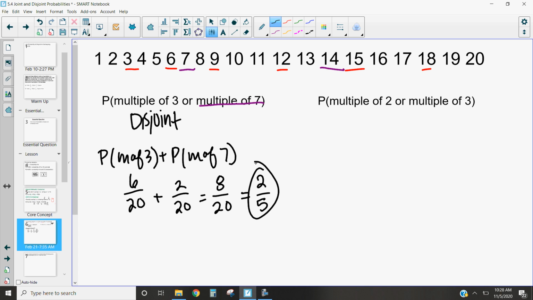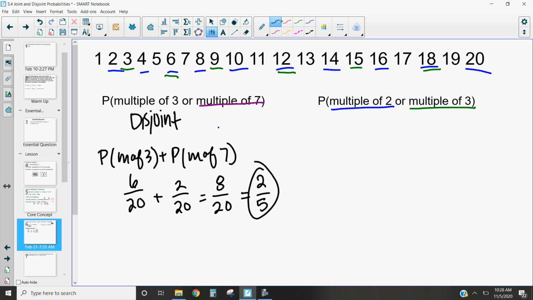Okay, now let's take a look at this next one. I'm going to erase our board up here. Now, what's the probability that we get a multiple of 2? Well, that's 2, 4, 6, 8, 10, 12, 14, 16, 18, or 20. And then what's the probability of getting a multiple of 3? Well, now let's look at those. We've got 3, 6, 9, 12, 15, 18, and that's where we stop there.